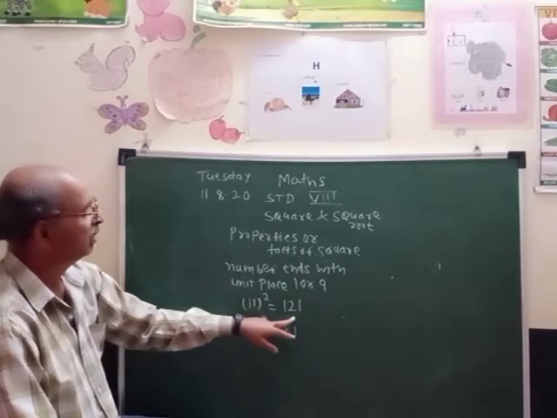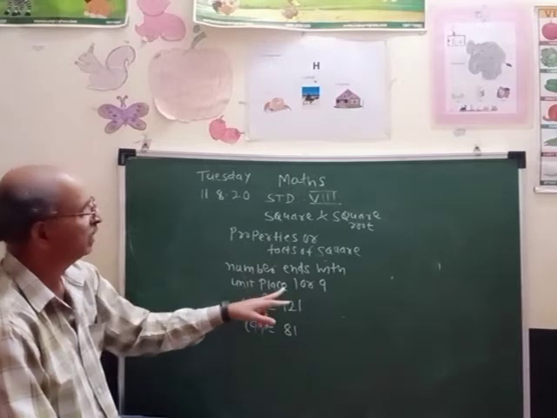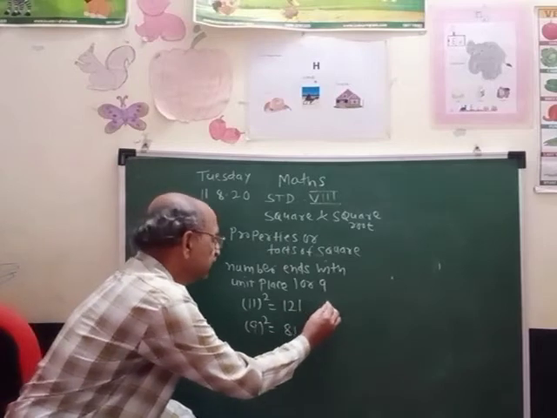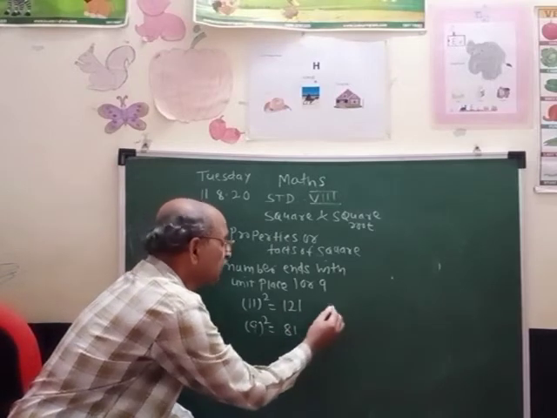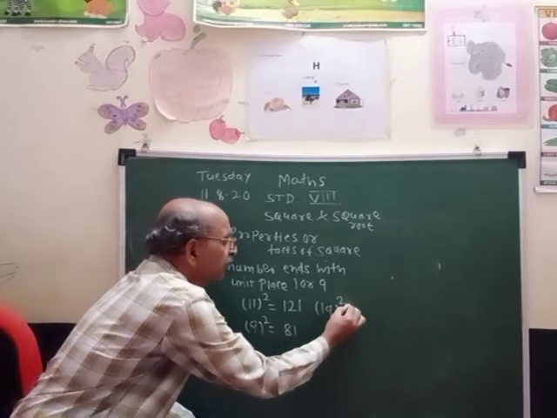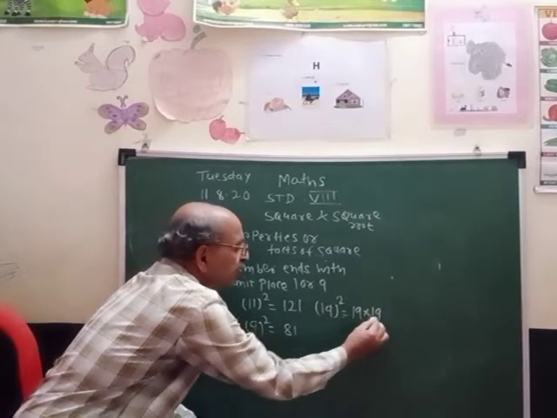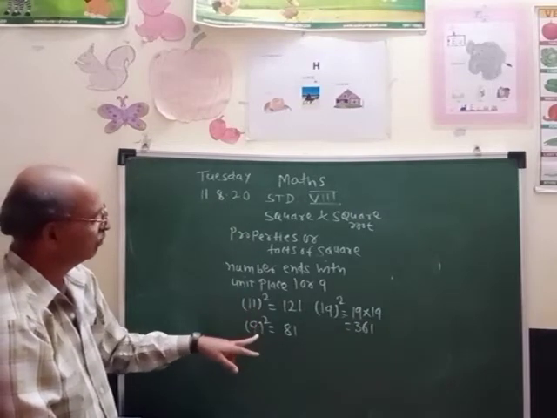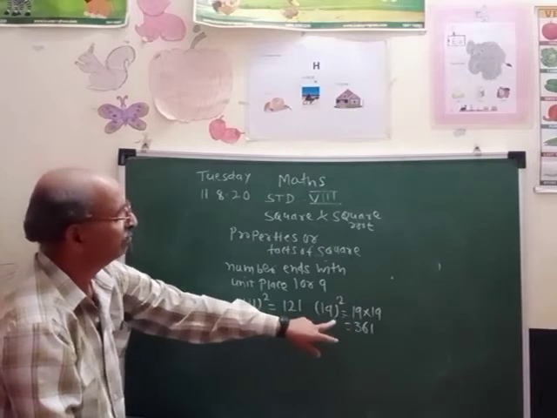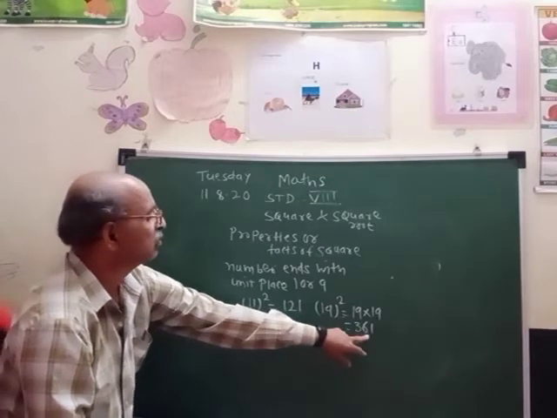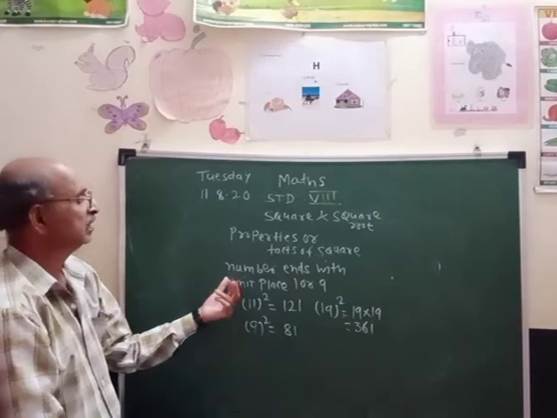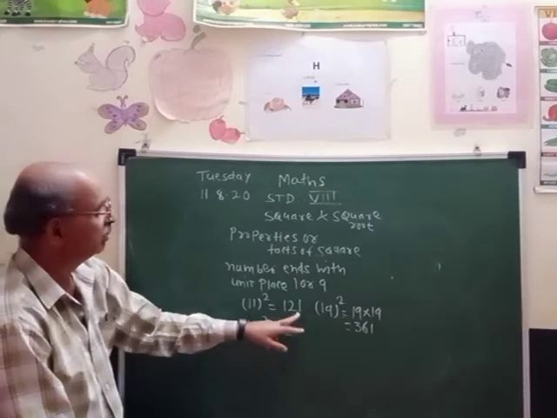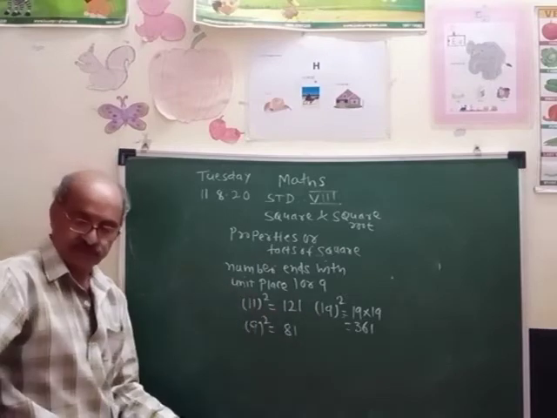So 11 square is 121. So a number ends with unit place 1 or 9, its square also ends with 1. One more example you see. Suppose 19 is there. 19 square is 19 into 19, that is 361. So the numbers whose unit place is 1 or 9, when we make the square, in the square number also it is 1. So in this way, we can find out whether it is a perfect square or not.